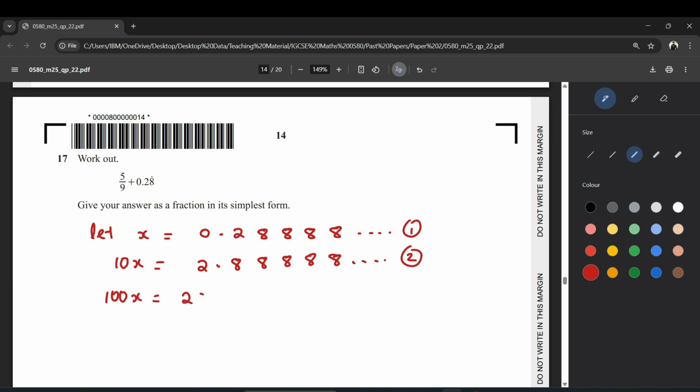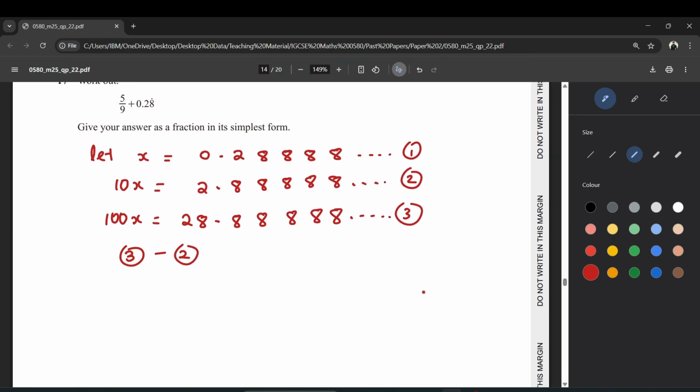So this time I have 28.8888 and so on. Now if I subtract 3 minus 2, so what's going to happen? 100x minus 10x equals 28 minus 2. What happened to the rest of the decimals? They all got cancelled out, because this 8 is being continued for both of them, right? So when you subtract them, it'll all turn to 0. So this becomes 90x equals to 26. X is equal to 26 over 90.